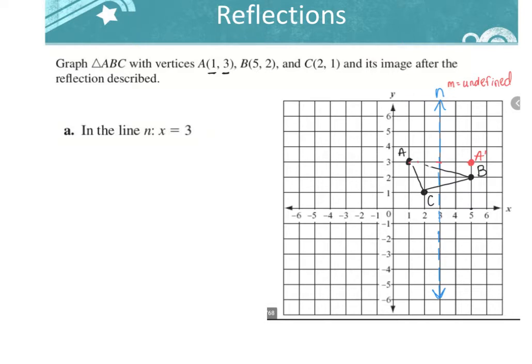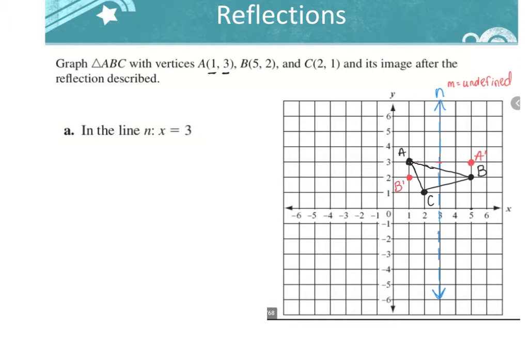Sorry, guys. Let me just redraw this. Perfect. Okay. Now, B prime. B is 2 units to the right of our line of symmetry. So we're going to go 2 units to the left of the line of symmetry and put B prime right here. Okay? Because it's an exact reflection over the line.